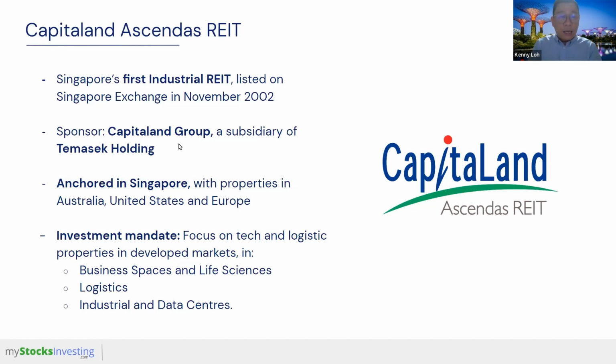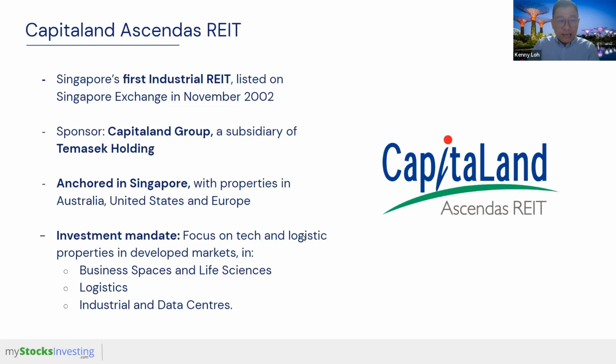The sponsor is CapitaLand Group, which is a subsidiary of Temasek Holdings. All right, this is something similar to Khazanah Holdings in Malaysia. And basically, the anchor properties are in Singapore, the majority are in Singapore. And recently, they have an expansion plan, to expand to Australia, US, and also Europe.